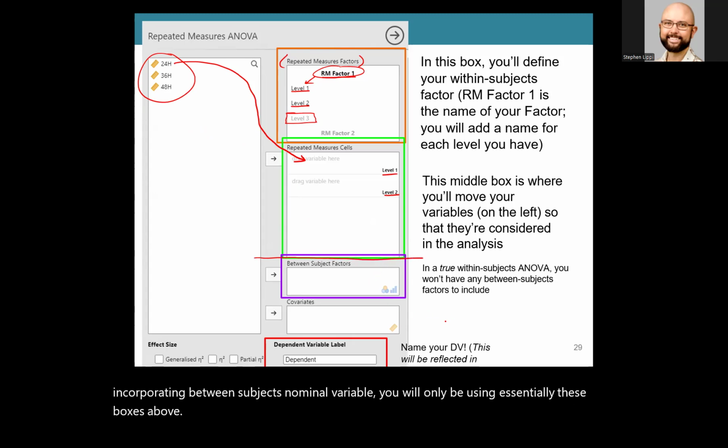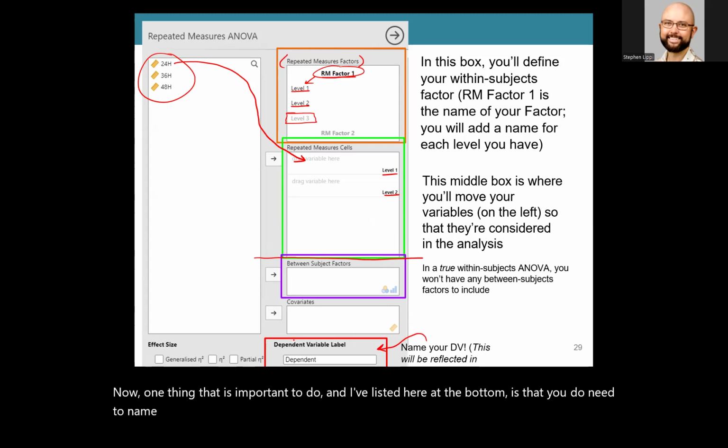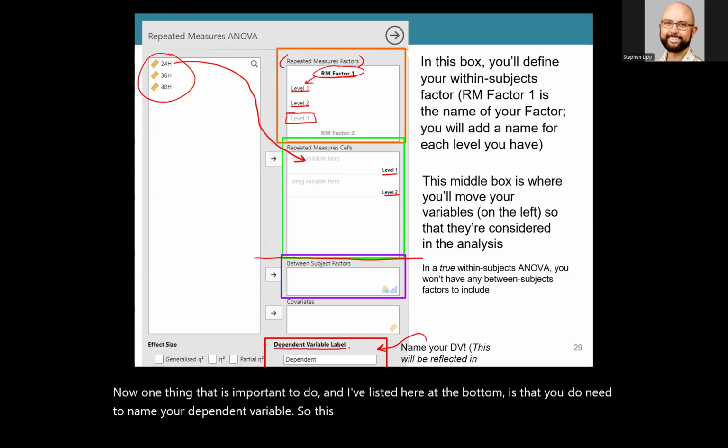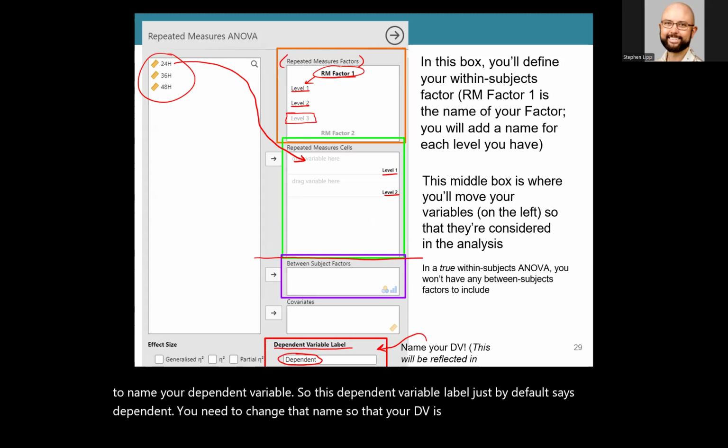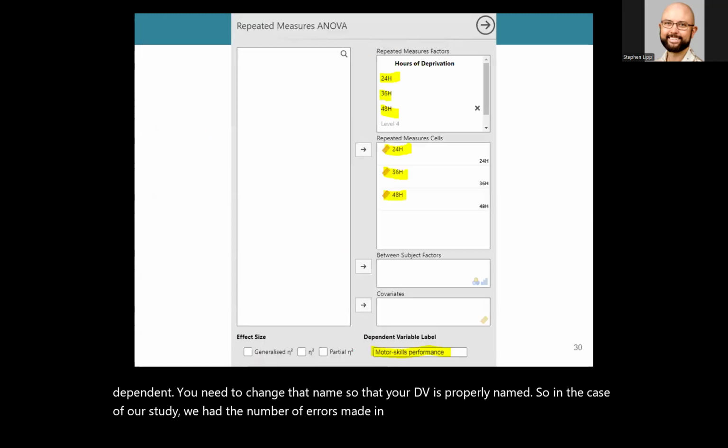Now, one thing that is important to do, and I've listed here at the bottom, is that you do need to name your dependent variable. So this dependent variable label just by default says dependent. You need to change that name so that your DV is properly named. So in the case of our study, we had the number of errors made in the motor skills performance.